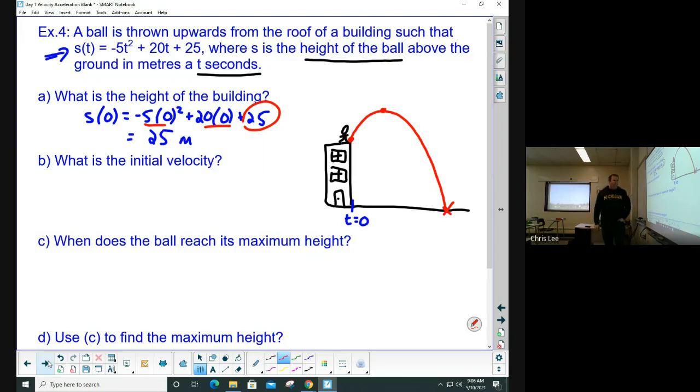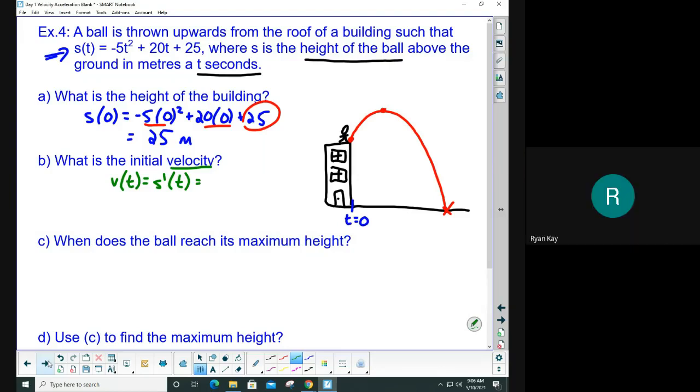What is the initial velocity? So first thing I notice is I'm talking about velocity, which means I need to find the velocity function, which is the derivative of the distance function. So very quickly, I can look at our distance function and let's see here. Ryan, can you differentiate this for me?